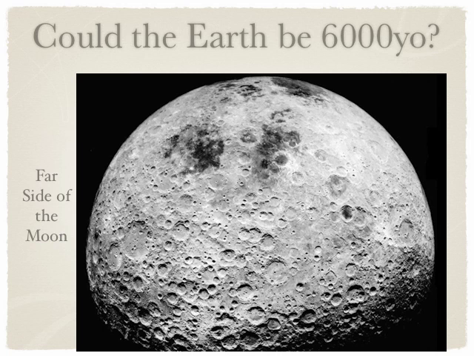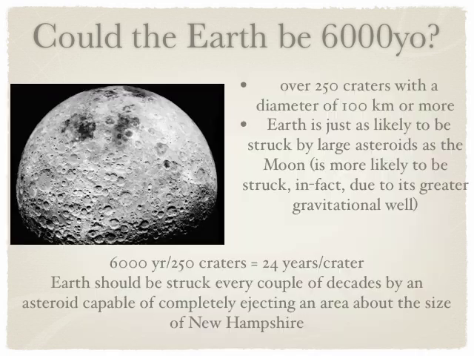And this is a picture of the far side of the moon. And believe it or not, this picture of the far side of the moon demonstrates that the Earth cannot be as young as 6,000 years old. It must be much older. Now, why is that? Well, we can tell from the size of these craters and simply counting them up. And what we have is there are about 250 craters with a diameter of 100 kilometers or more.